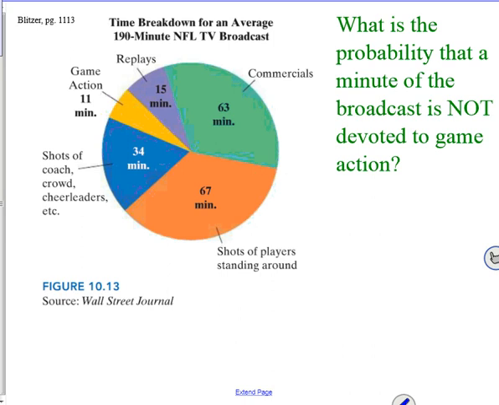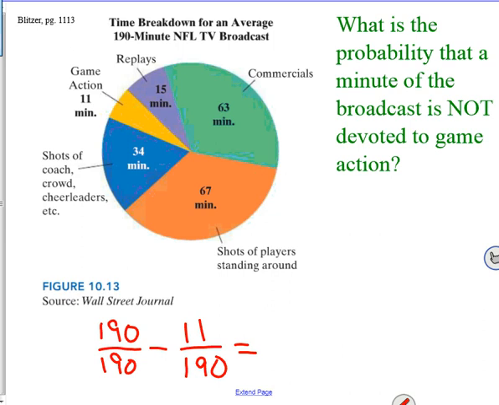So again, I could add up all of the parts, or I think this is another one that sets itself up beautifully to go backdoor. There's a total of 190 minutes, so that's my 190 over 190. That's my 1. And then not game action is 1 minus game action. The game action is only 11 minutes, which leaves us with 179 out of 190, or 94%.